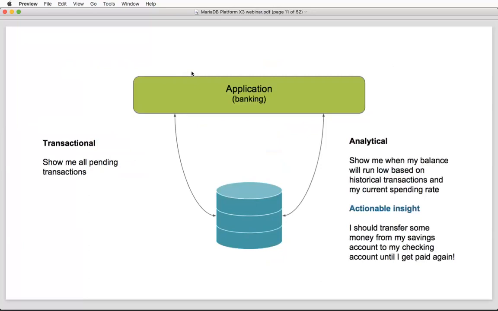We can look at banking. Certainly all of us have logged into our bank before, and we can see pending transactions, our current balance, our available balance. We can transfer some money, all transactions. But what if instead of simply showing me what my available balance is, it could look at historical transactions, identify recurring deposits, recurring transactions, regular spending, and then also look at my current spending rates. How fast am I spending my money? And then maybe make a recommendation that says, Shane, you should transfer some money from savings within the next few days, because we expect your available balance to reach zero in less than a week. That's actionable insight, and that requires more analytics.